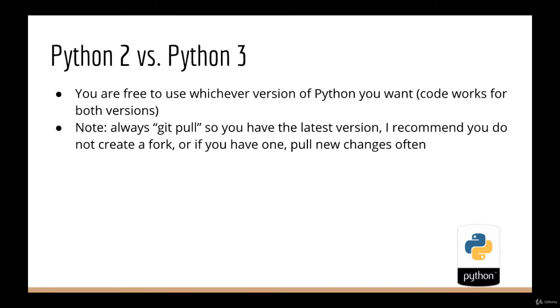I know that some people fork the repo on GitHub, but I strongly recommend not doing this as you won't get the latest updates as easily. If you do have a fork, consider just getting rid of it, or at least make sure you pull the latest changes often.